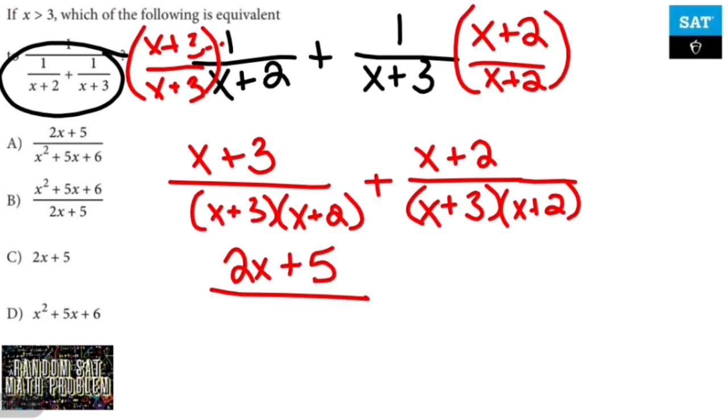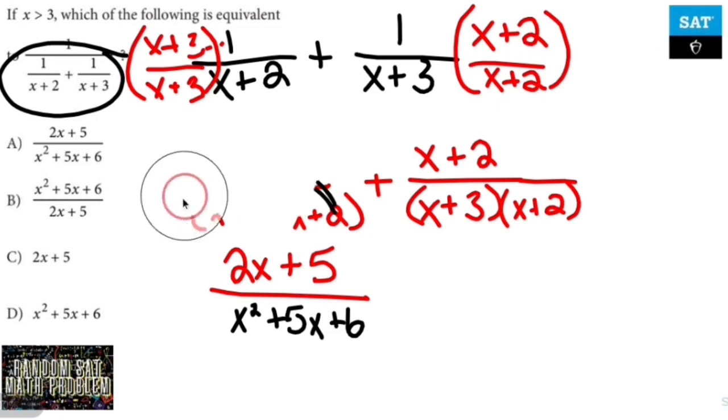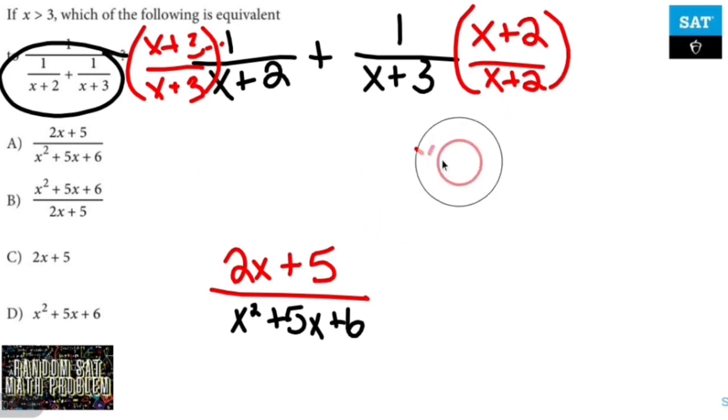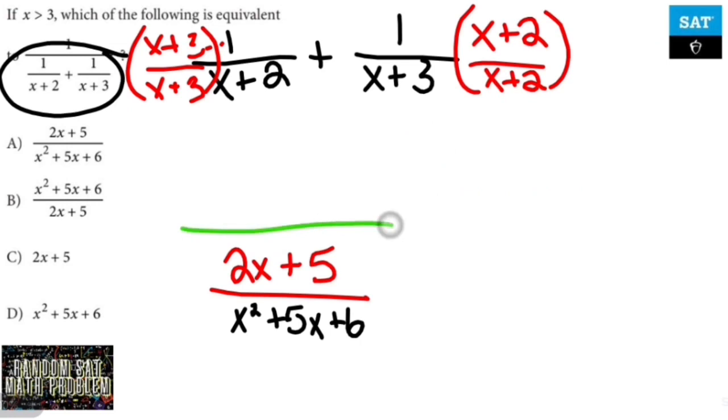So this is a FOIL problem, okay? X times x is x squared. X times 2 is 2x. 3 times x is 3x. Add them together to get 5x. 3 times 2 is 6. Now this is what I've circled here in black. Now keep in mind, that was not the original problem. The original problem was 1 over that.